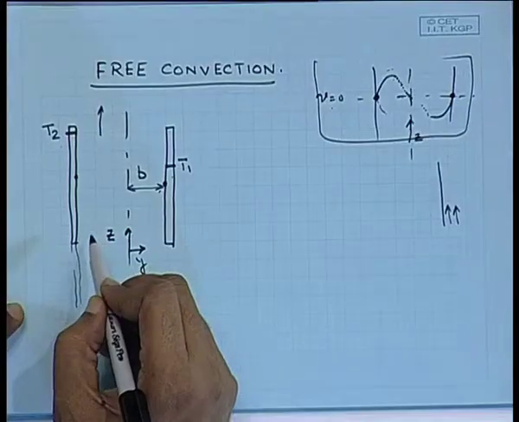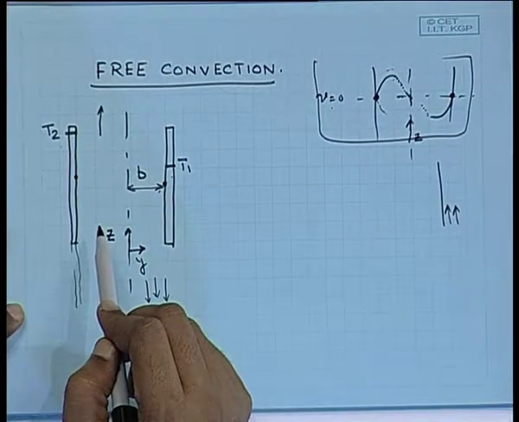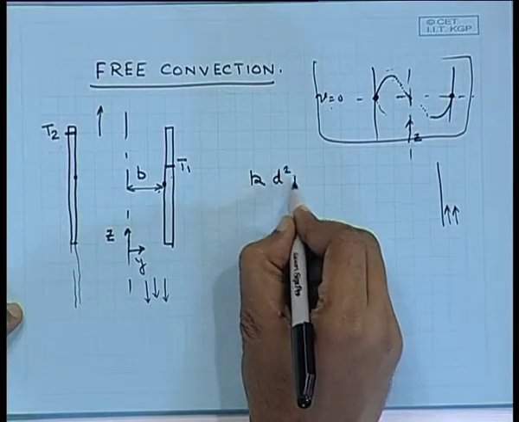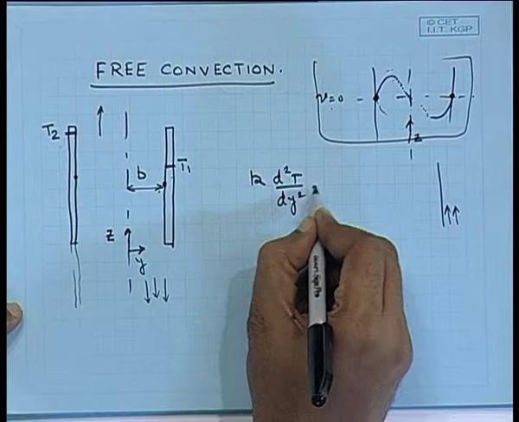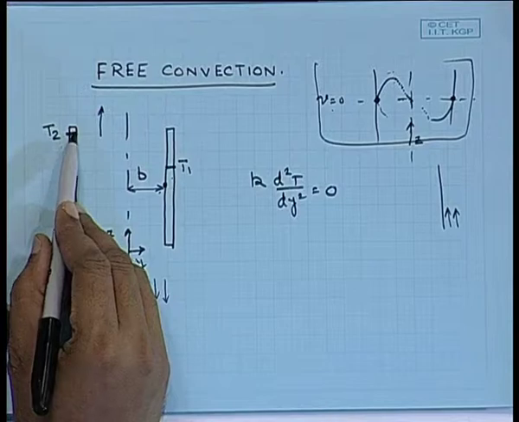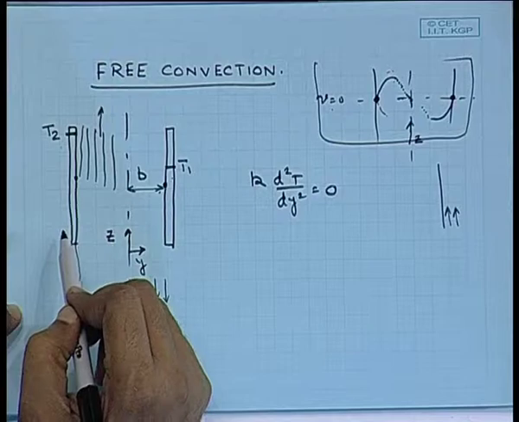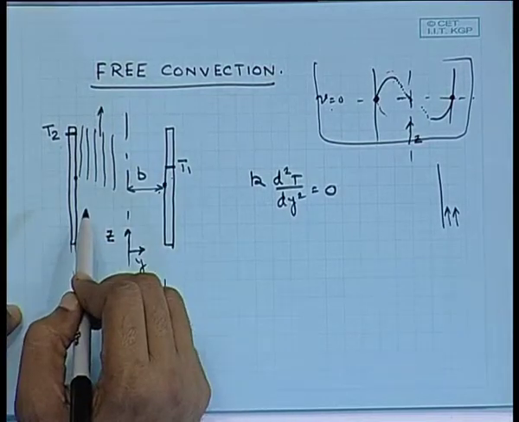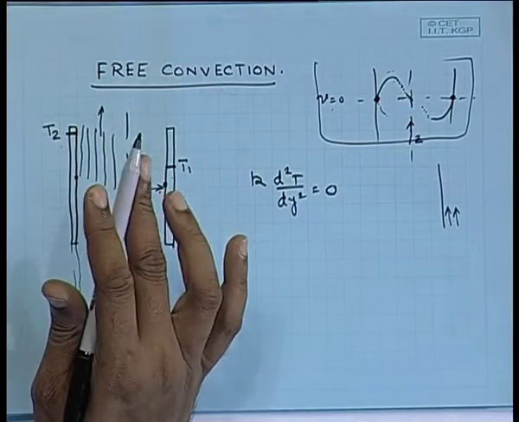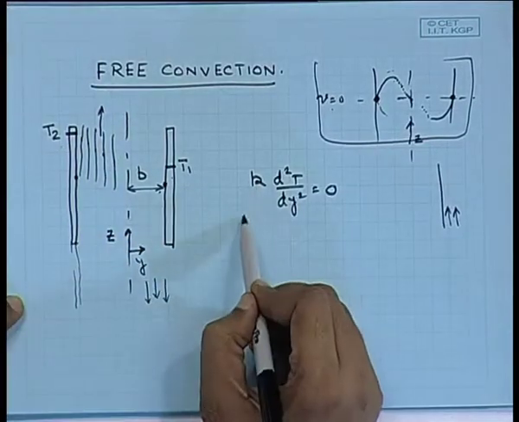placed a distance 2b apart. So, what can you say about the temperatures in between? The governing equation for this case is simply going to be d2T/dy² equal to 0. I can think of different layers, each layer having a temperature between T1 and T2, and obviously it is not a case of viscous heat generation anymore. It is very slow flow.